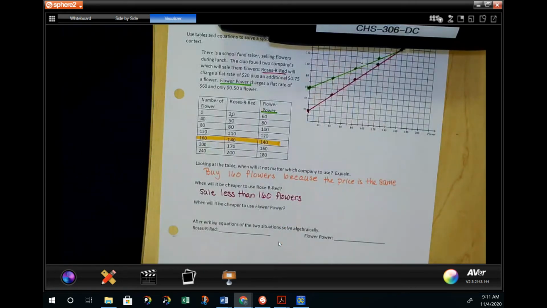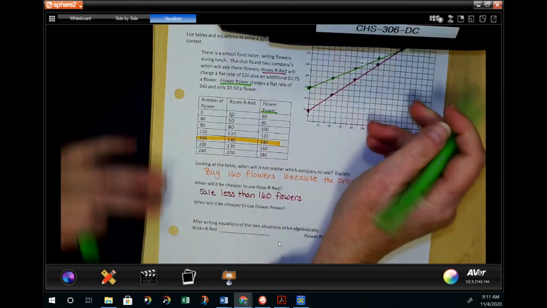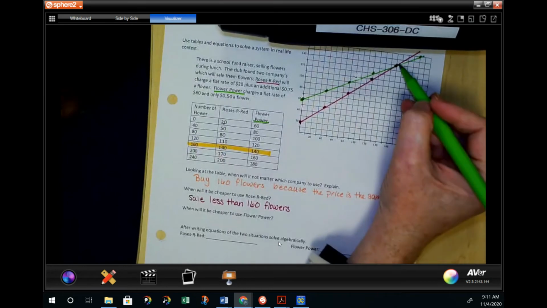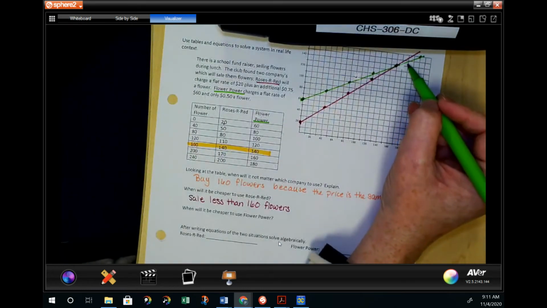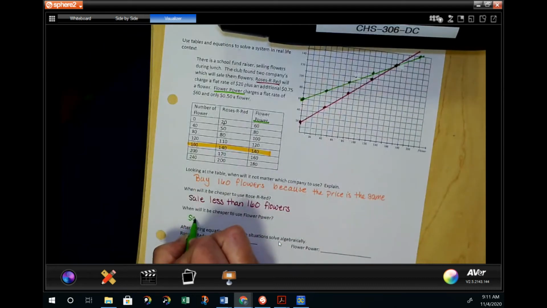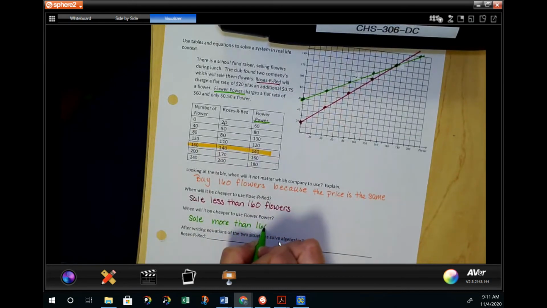And then the next one, when will it be cheaper for Flower Power? So Flower Power is our green one. And if we look at this, Flower Power is less than Roses Are Red. So that's going to be less. So that's when you're going to sell more than 160 flowers.